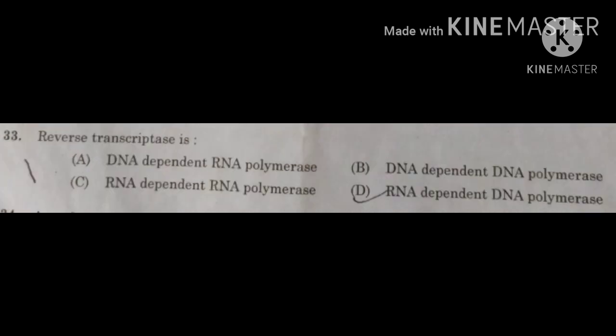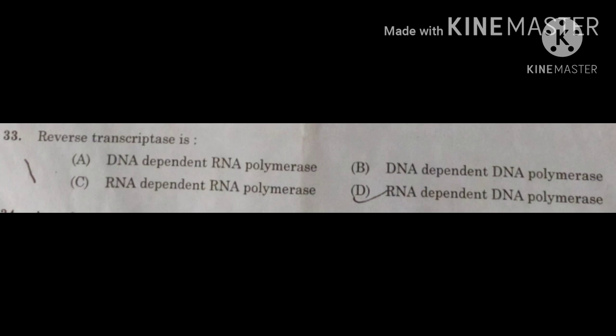The next question: reverse transcriptase is option A, DNA dependent RNA polymerase, option B, DNA dependent DNA polymerase, option C, RNA dependent RNA polymerase, and option D, RNA dependent DNA polymerase. Okay, what do you mean by RNA polymerase? RNA synthesizing enzyme is known as RNA polymerase. The process of production of RNA from DNA is known as transcription. So RNA synthesis can also be called transcription. Hence, RNA polymerase is acting as a key enzyme of transcription.